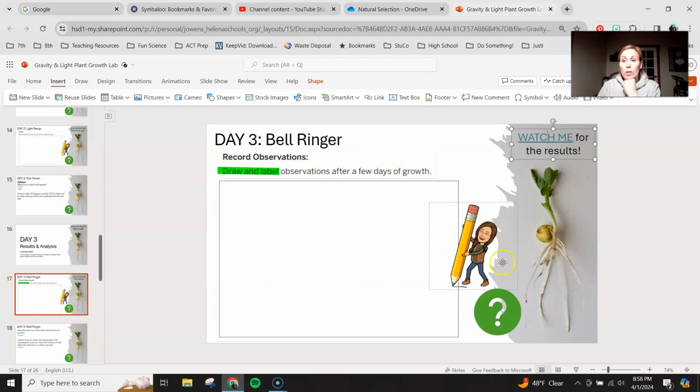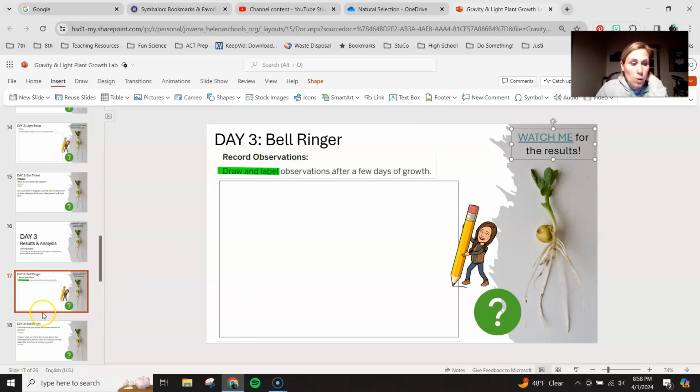Or you can come to school and draw what yours looked like, the one that was in the windowsill and the one that was in your box. So draw the setup and then draw and label what happened with your growth.